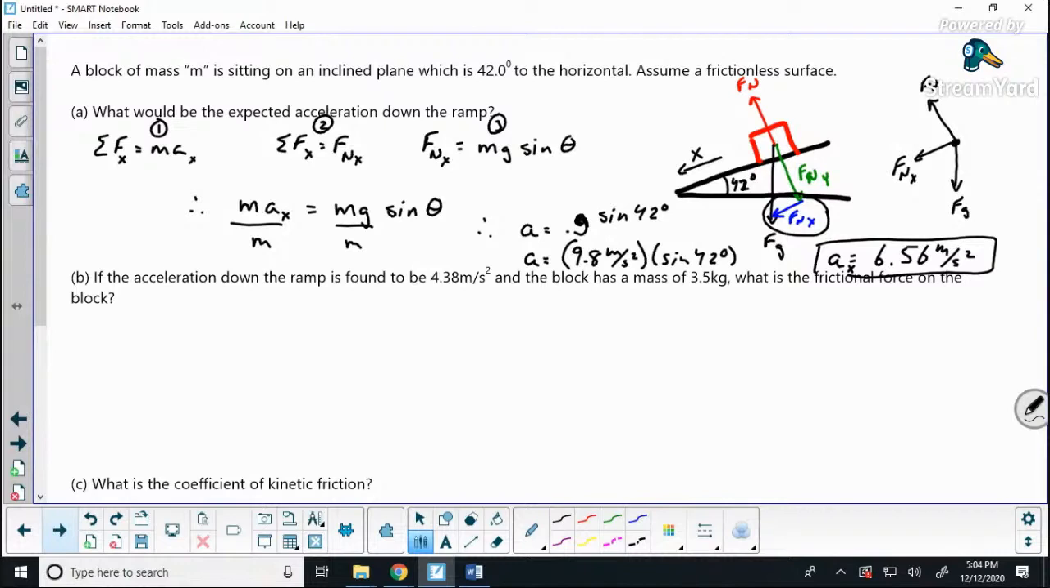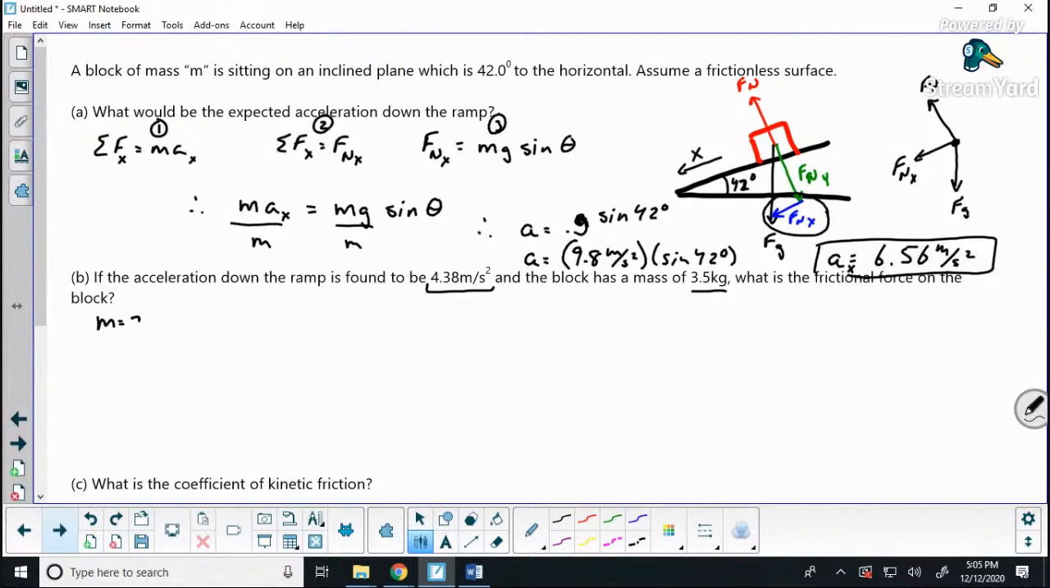Part B, however, says the acceleration down the ramp is actually just 4.38 meters per second squared. That means there are frictional forces involved. Again, without frictional forces, 6.56 meters per second squared for the acceleration. 4.38 meters per second squared, less acceleration, means there's less force down that ramp than what we assumed there was. So now I need that mass of the block. So let's take a look at what all we've got.